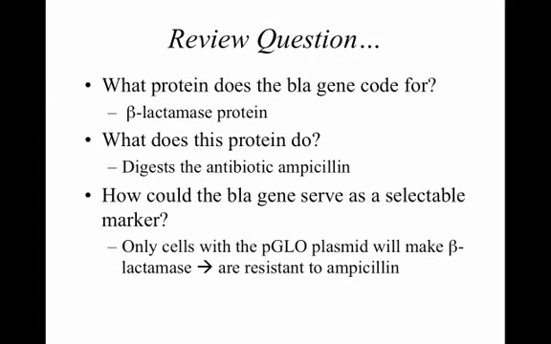That's how this gene is going to be our selectable marker, because only cells that have the pGLO plasmid will make beta-lactamase and are therefore resistant to ampicillin. They will live in the presence of ampicillin, while cells that do not have the pGLO plasmid are going to die. So basically what they do is they give all the cells the poison and they see who lives and who dies. The ones that live are the ones that got the plasmid.